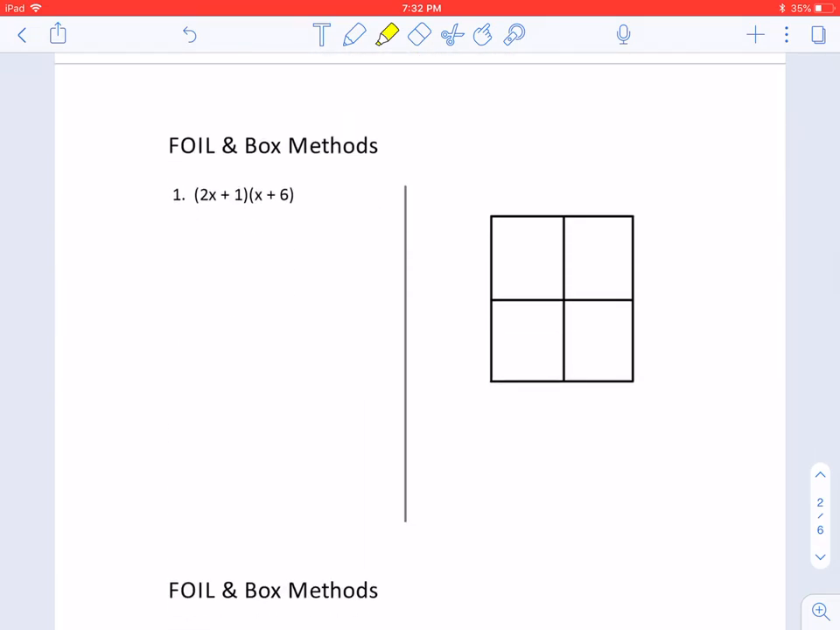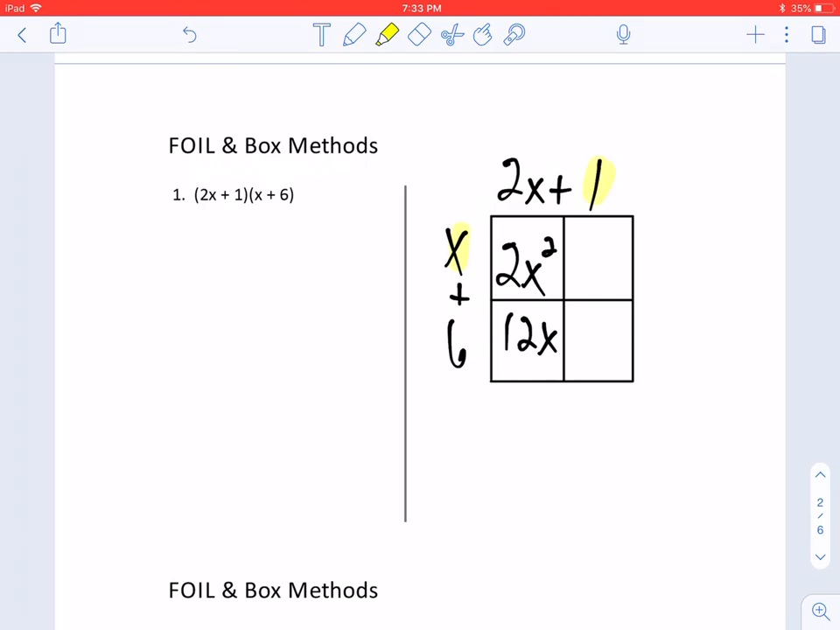All right, let's try another one. Same thing, box method first. 2x plus 1 across the top. X plus 6 on the side. And now we're going to multiply. We're going to start with the 2x times the x. 2x times x is 2x squared. Then we're going to do 2x times 6. 2x times 6 becomes 12x.